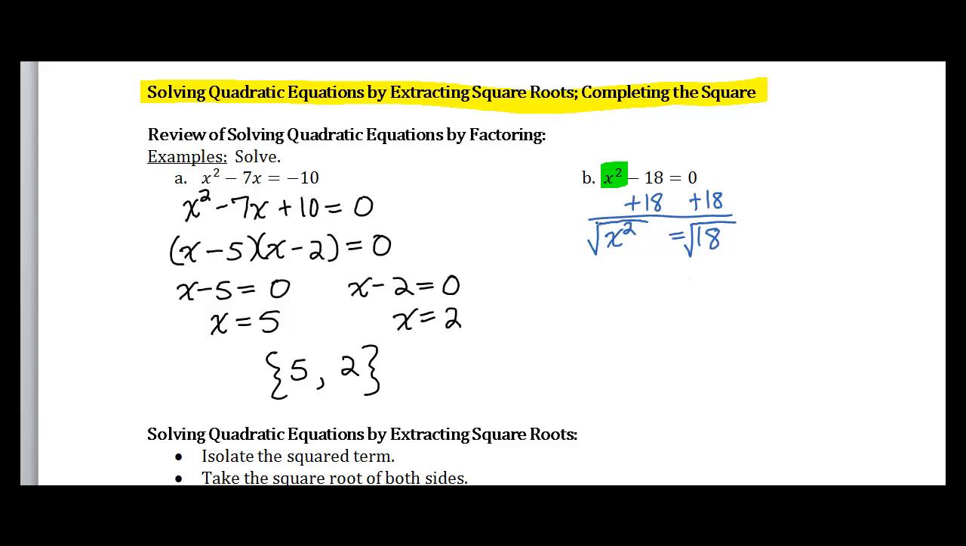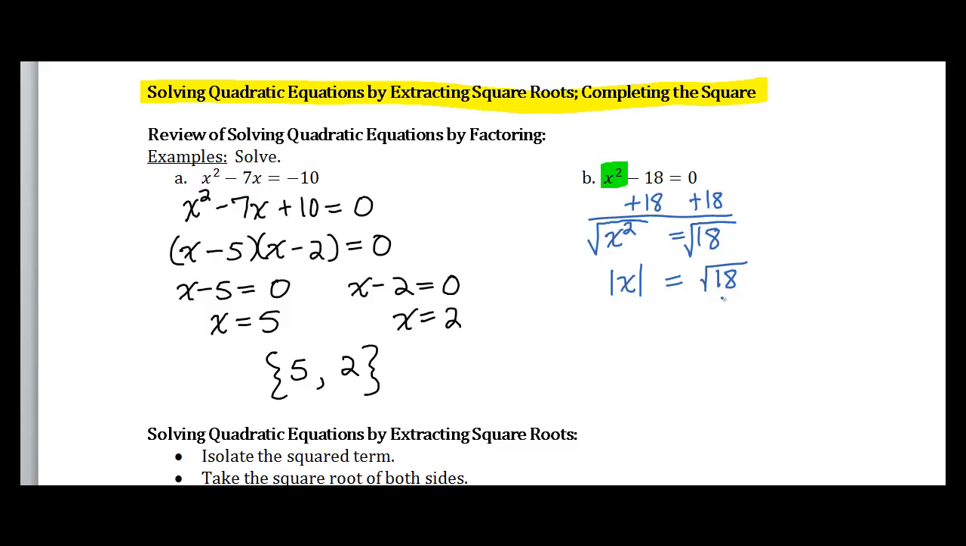Now, back when we first started this chapter, actually chapter 9, we said that the square root of x squared is actually the absolute value of x. So I get absolute value of x equals the square root of 18. I'm just going to leave square root of 18 as it is right now. All right? So what I really have in here is an absolute value equation. However, the x is still in an absolute value.